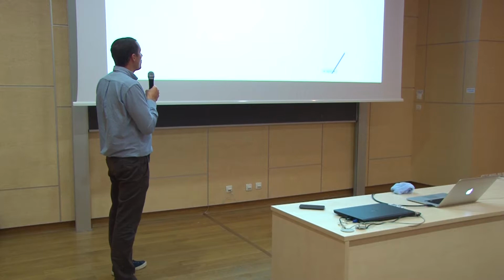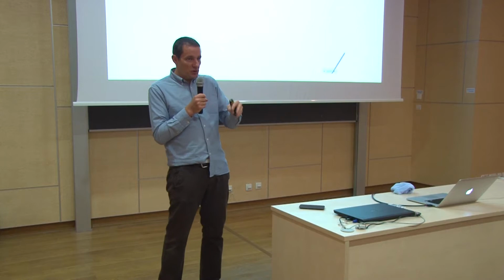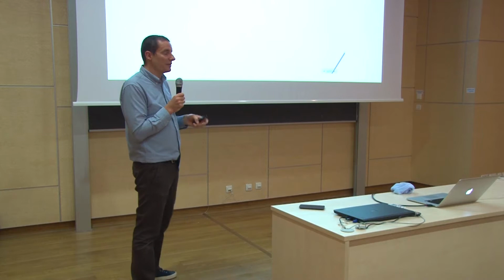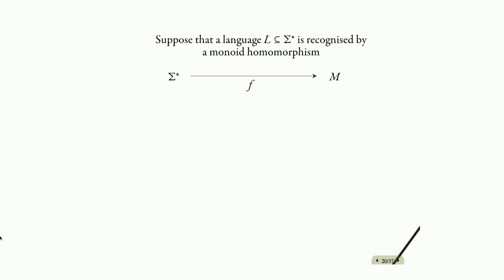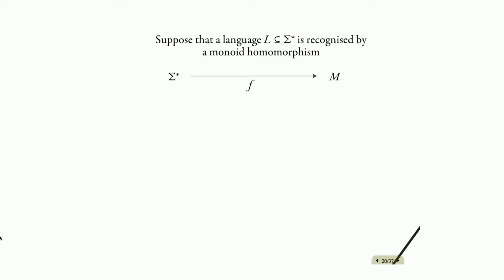So we want to show now that every language recognized by a monoid is also recognized by an automaton. And this is completely immediate, but I'll do the proof just to drive the definition into your head so that it's really there. So I suppose I have a language which is recognized by this monoid homomorphism such that M is finite. And I want to show that this language is recognized by a finite automaton.